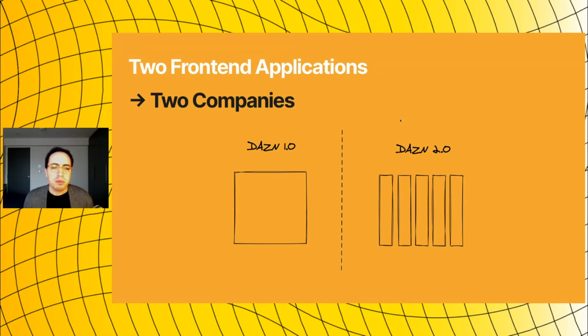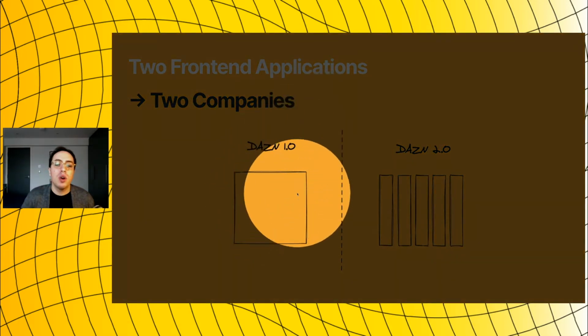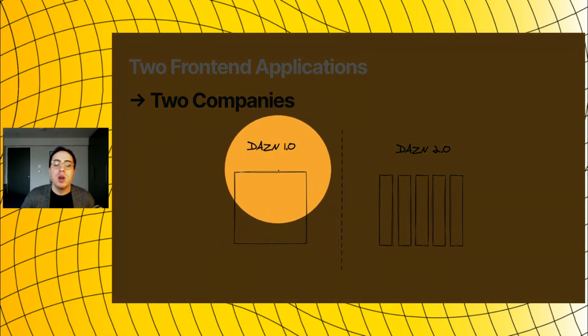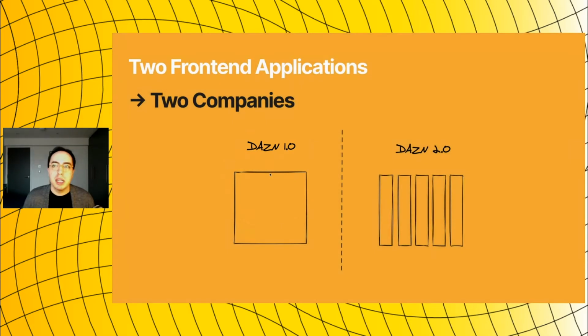Why two? On the left-hand side, we have DAZN 1.0. This is an application which has been built by a third-party company at the beginning of DAZN and which was used to serve millions of customers. It is currently live, and if you are a DAZN user, you probably have used it. And this is what the company was using for the final users in all these years.